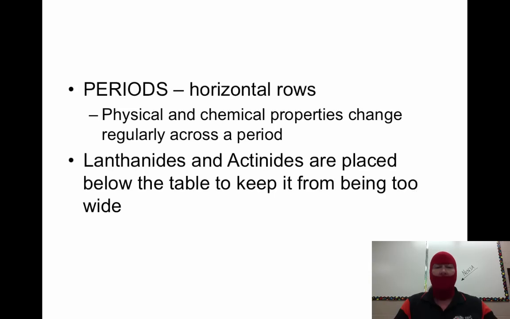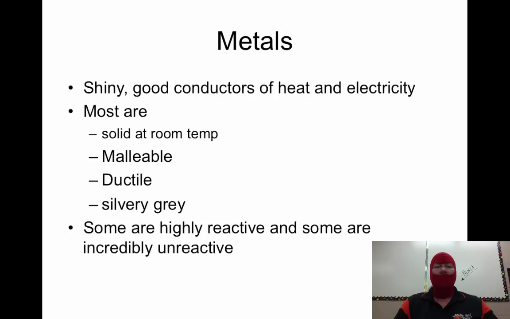That's just fine. So your metals are a group of elements that are shiny and good conductors of heat and electricity. Most of them are solid at room temperature, with the one exception being mercury. They're malleable and ductile, and most have a silvery gray color, with the exception of gold and copper.